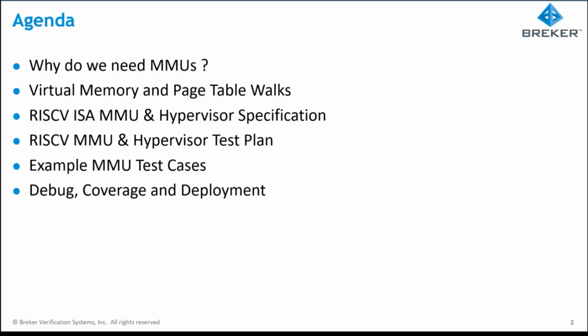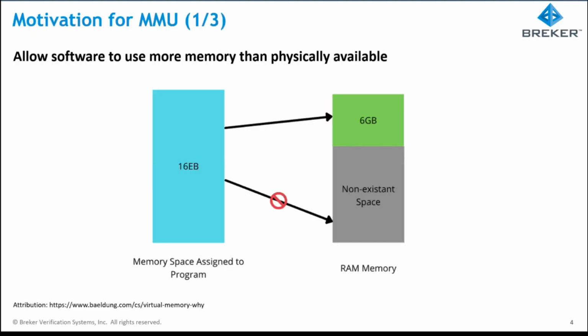Okay, so quickly, what I'm going to try and go through is why on earth do we need these MMUs, memory management units? How do they work? How the RISC-V ISA handles them? How we might produce a test plan for this? The test cases that we can come up with, and then how we can actually execute them and debug and so on. So why do we need MMUs?